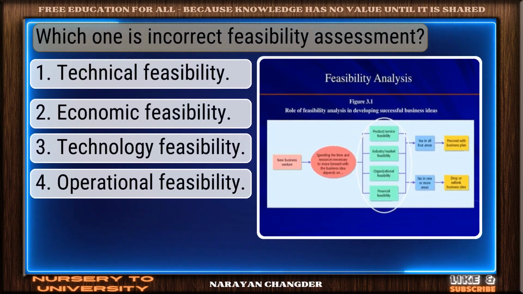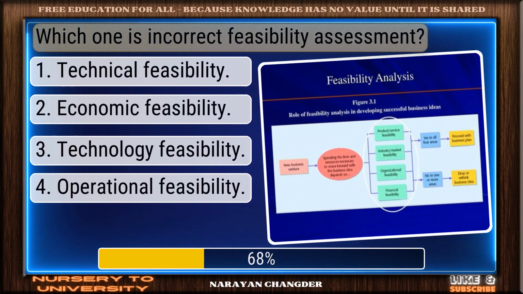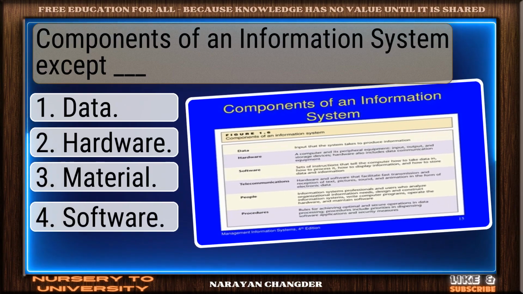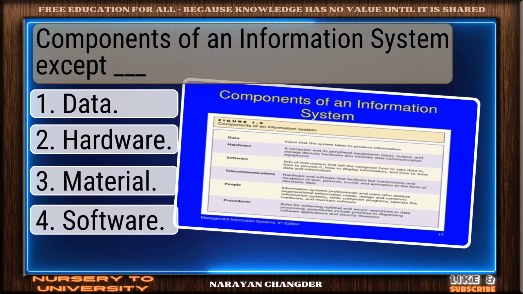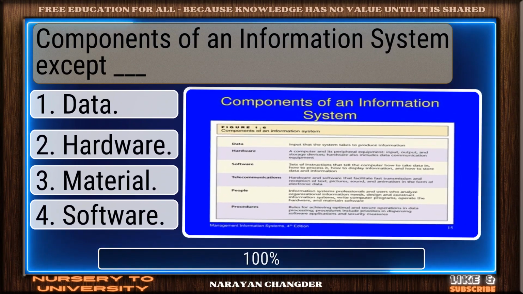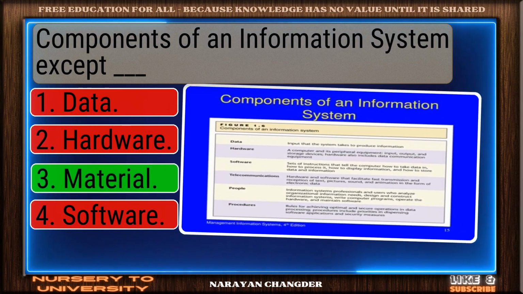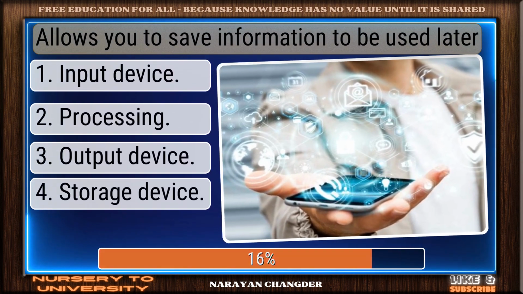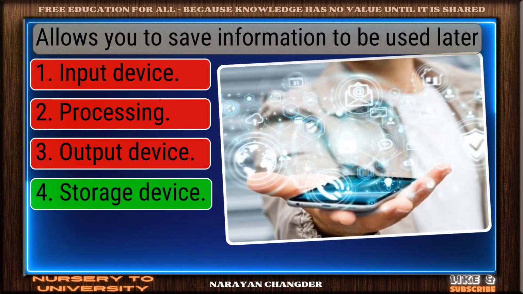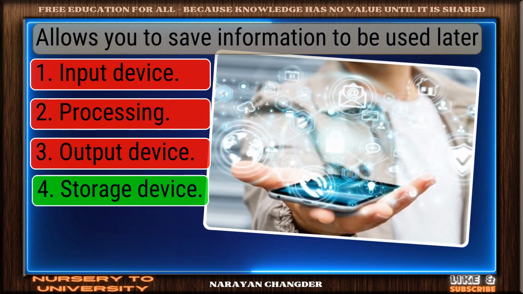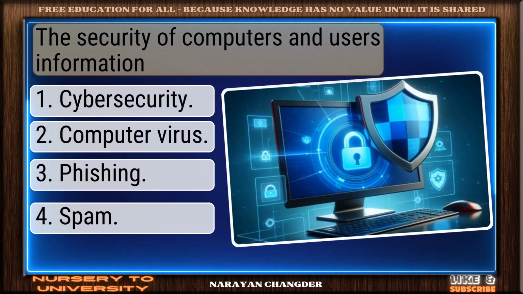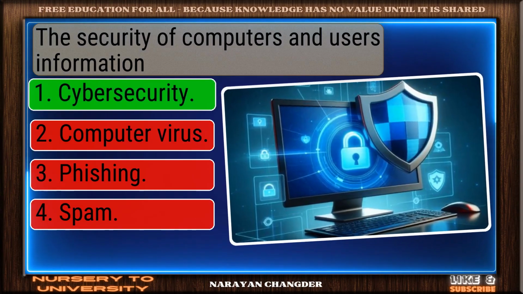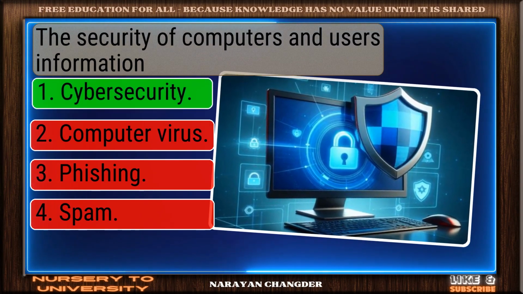Which one is incorrect? Feasibility assessment. Nicely done. Technology feasibility is solid. Components of an information system except dash. You're right. Material is correct. Allows you to save information to be used later. Excellent choice. Storage device is right. The security of computers and users' information. Good thinking. Cybersecurity is right.